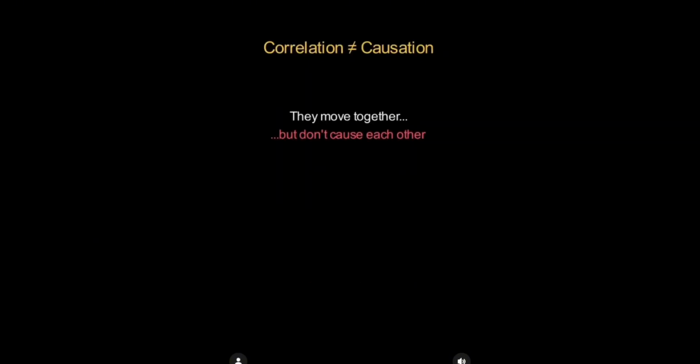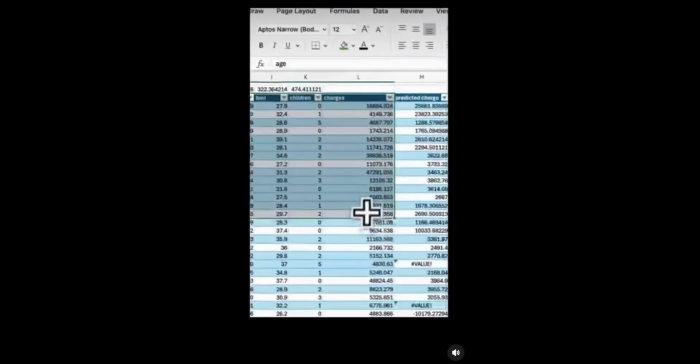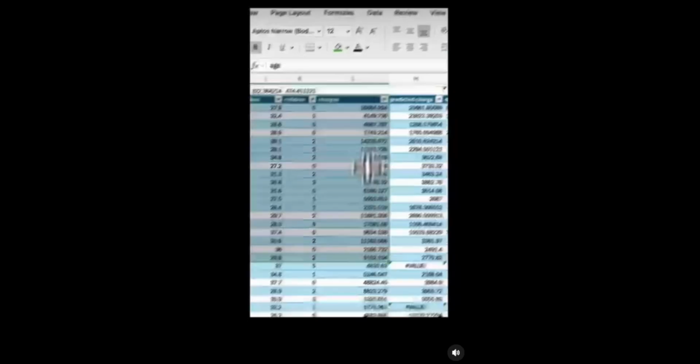Here's the big lesson. Correlation is not causation. Back to our sharks. It's the summer sun. Heat brings people to beaches and ice cream shops. The sun causes both.